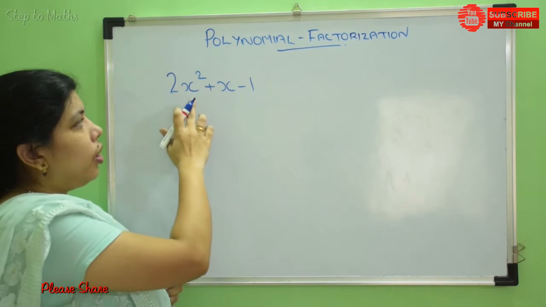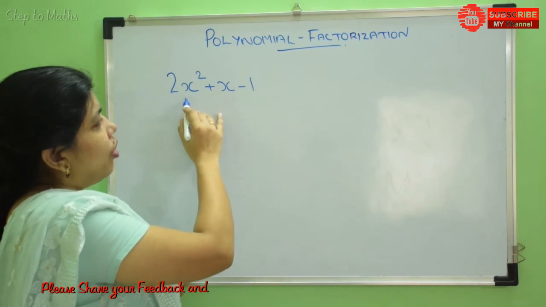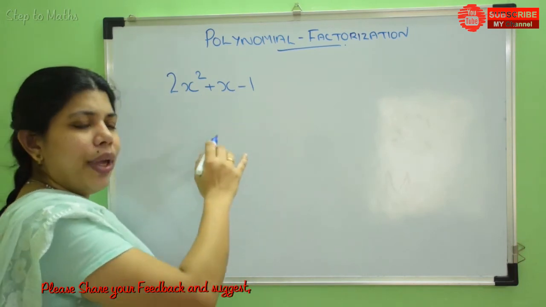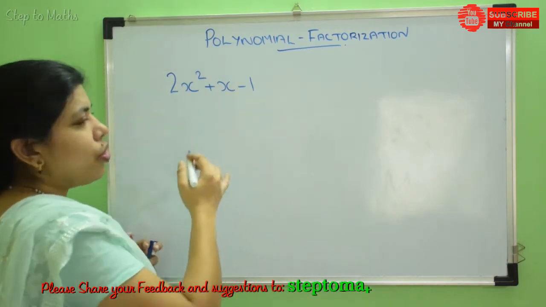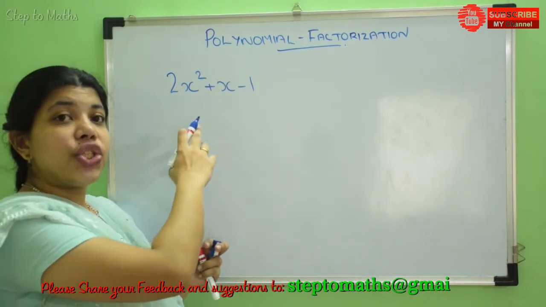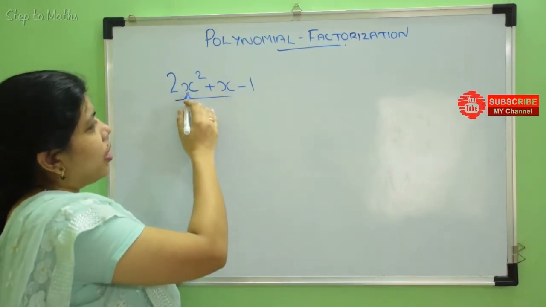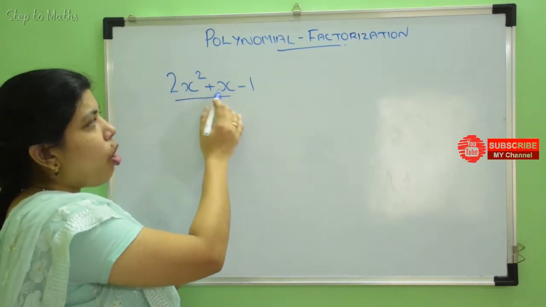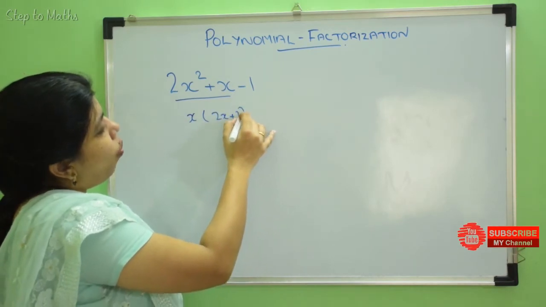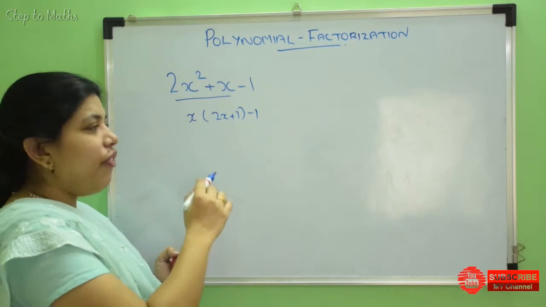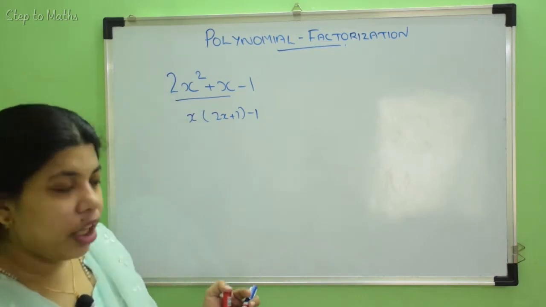Consider the example 2x square plus x minus 1. If we check this polynomial, we can't apply any identities. So how can we find the factors of this polynomial? Consider the first two terms, 2x square plus x. Here x is common in these two terms: x into (2x plus 1), minus 1. But we cannot move ahead to the next step, so this is not the way. Then what will we do?